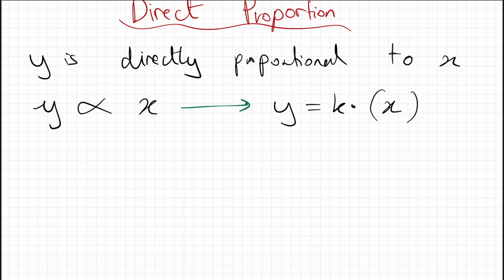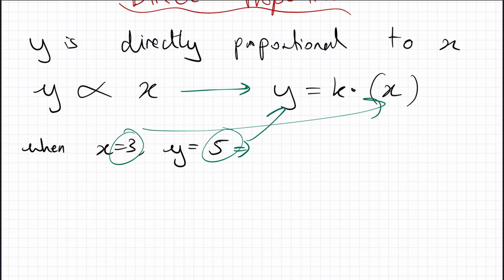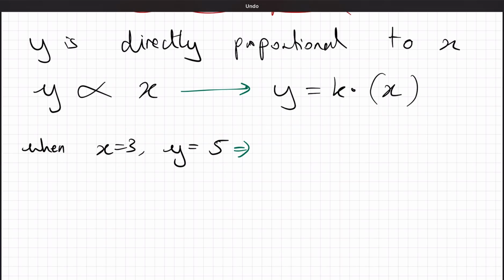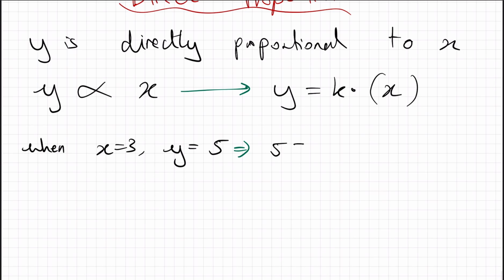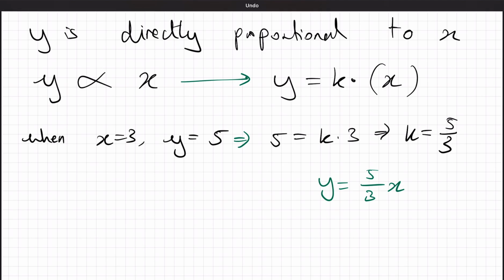It might tell you an initial condition, like when x equals 3, y equals 5. When you solve that, you put each of these numbers into the places where they belong, so 5 is equal to k times 3, so k equals 5 over 3. And there we go, we've solved this question. So the answer is y equals 5 over 3 x when it asks for a function of y in terms of x. That was a simple one. It just said y is directly proportional to x.